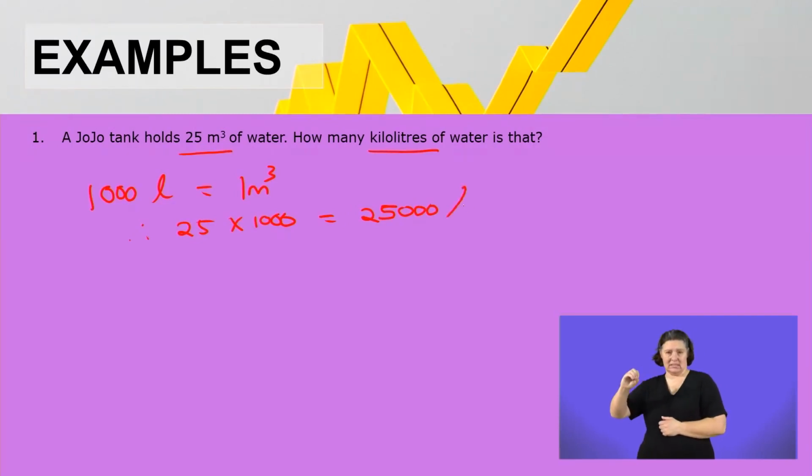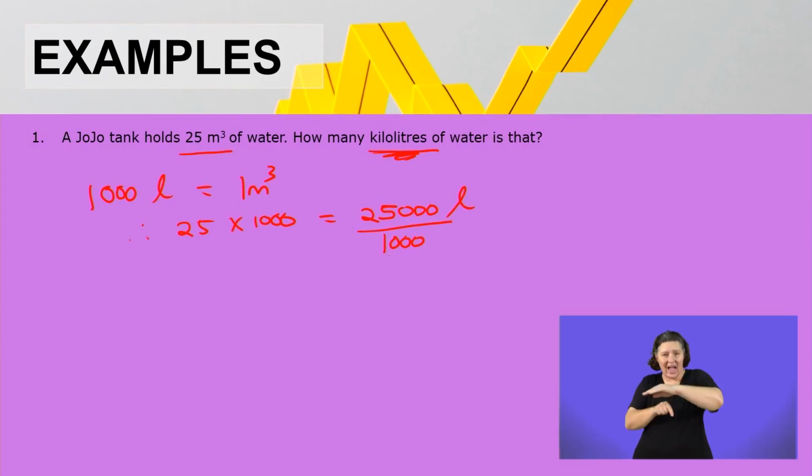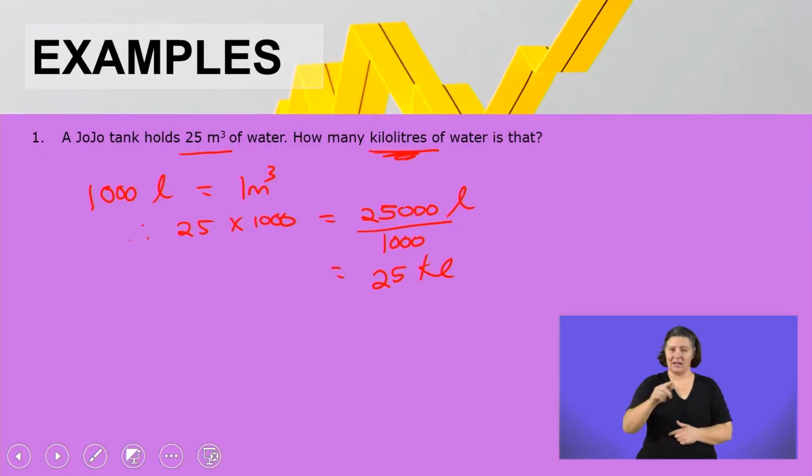25,000 liters. But remember, we must answer in kiloliters. So therefore, I go and I say 25,000 liters divided by 1,000. And that will give me 25 kiloliters. Hope that makes sense. Remember, this conversion will be given to you, so you don't have to go and memorize that.